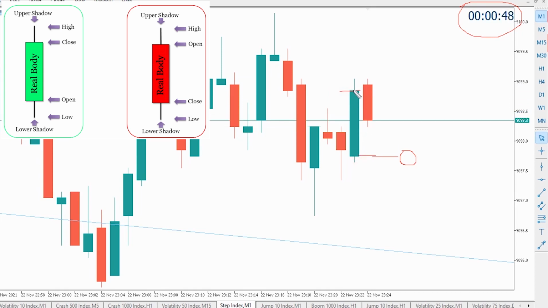So this distance between the close and open is what we call the body of the candlestick. That is the body of the candlestick. While this part, which is the wick, is the highest point the candle went to during its formation. And this low wick here, or shadow, is the lowest point the candle traveled to during its formation. So these are just the ways the candlestick is formed.